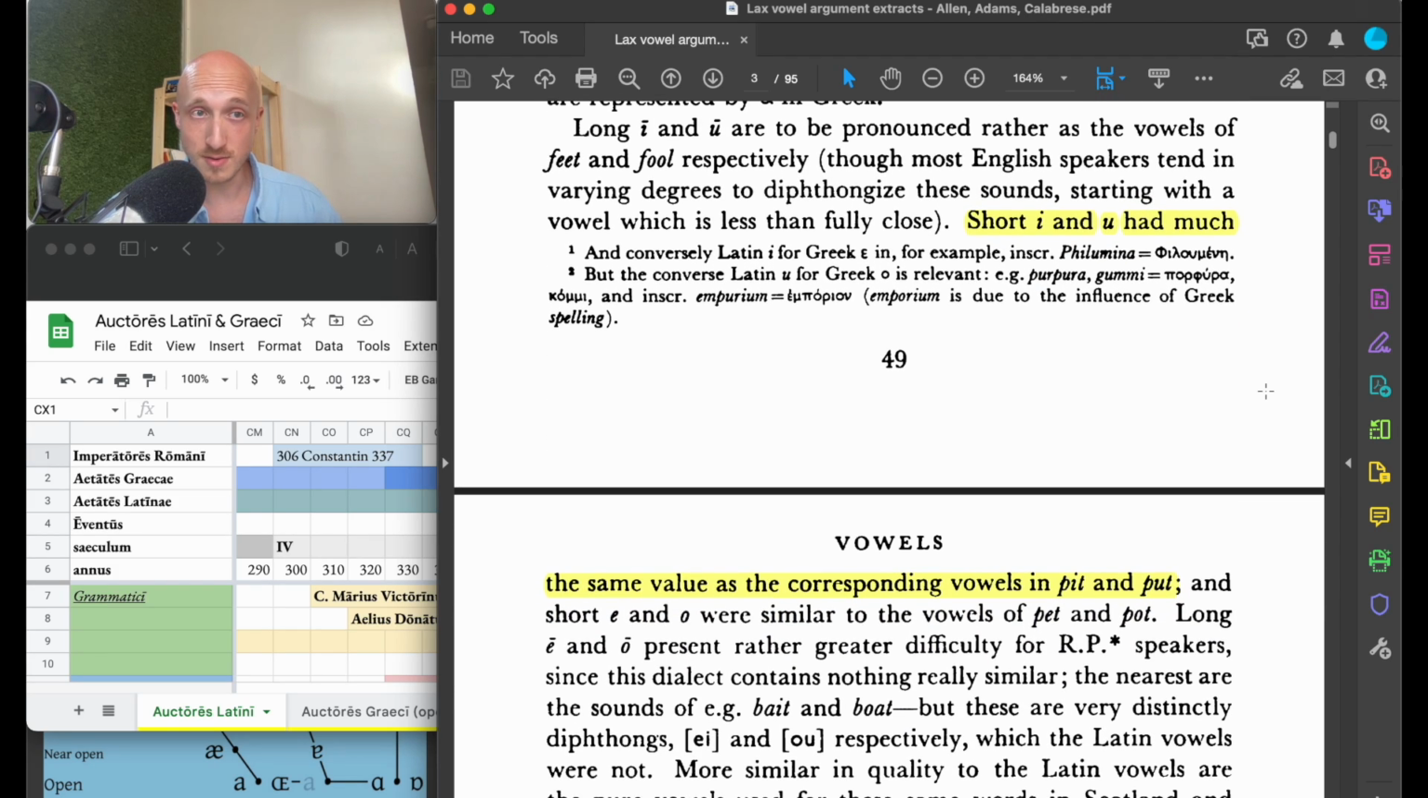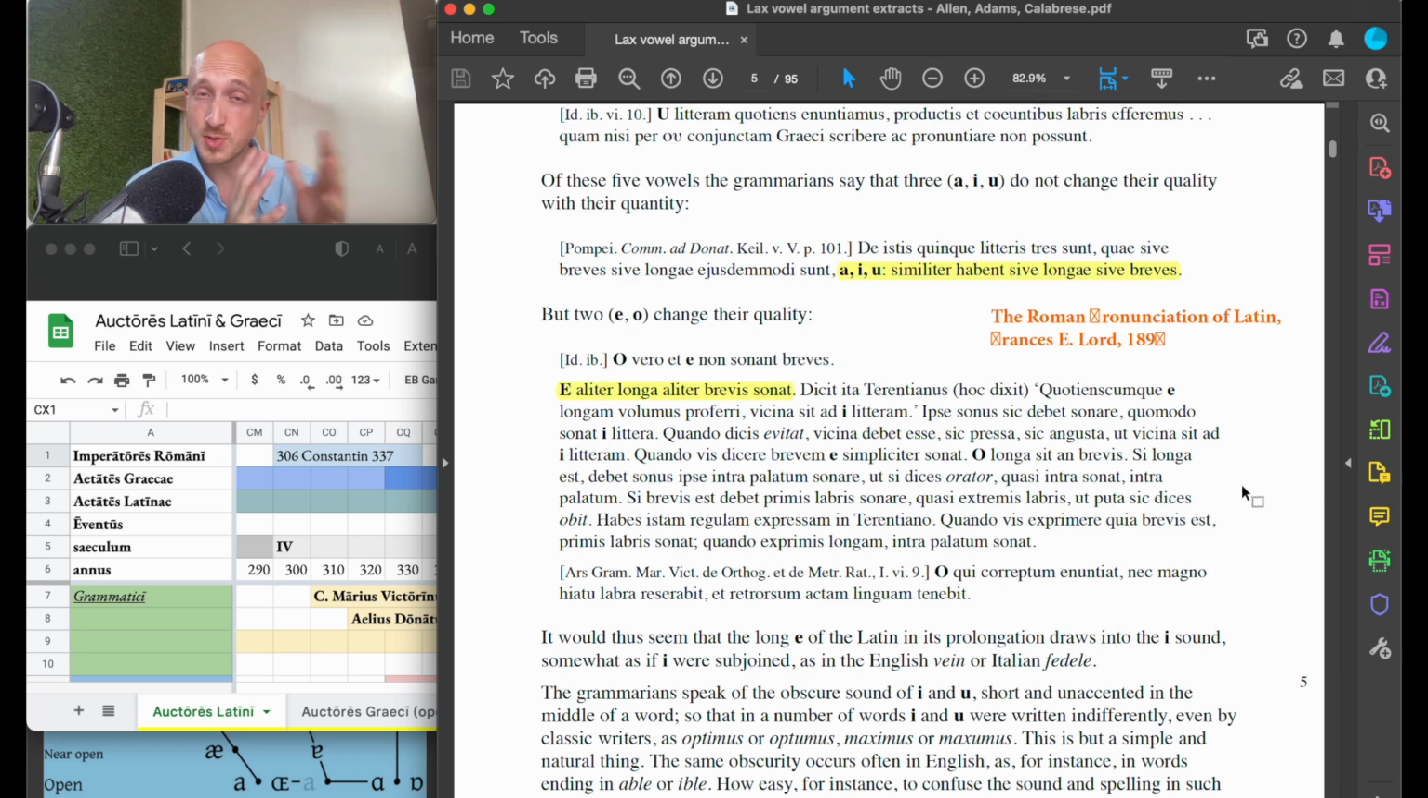His conclusion, therefore, is that short e and u had much the same value as the corresponding vowels in pit and put. And short e and o were similar to the vowels in pet and, it'd be British, pot. It's not my American pot. So pot and pit. Pit, put, I, u, e, o. So that's Allen's argument, that the Romance languages have a change with short i and u, and there is inscriptional evidence to show that there was a vowel confusion in antiquity.